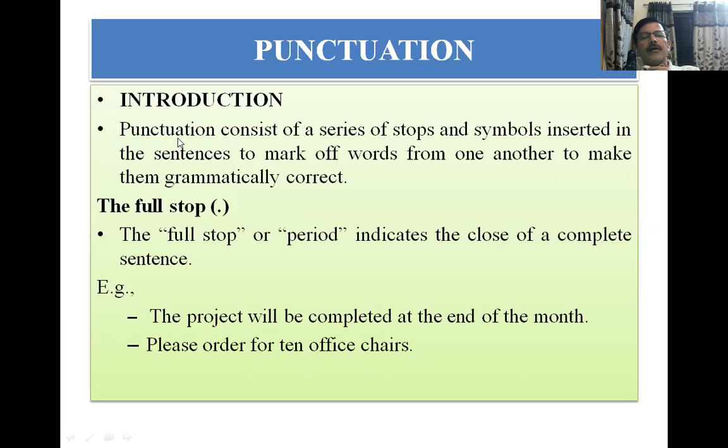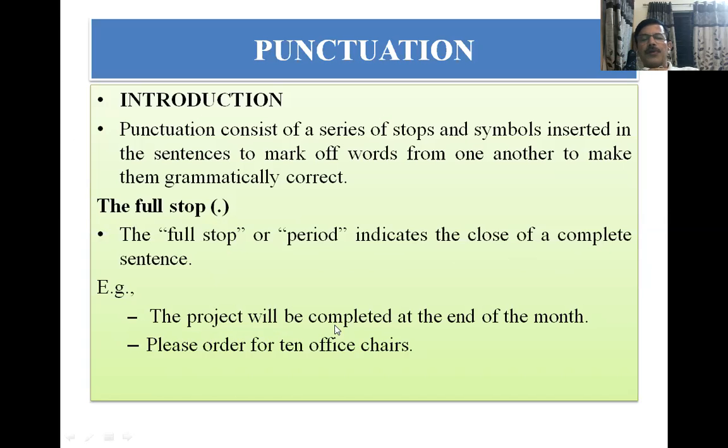The meaning or the preamble: punctuation consists of a series of stops and symbols inserted in sentences to mark off the words from one another to make them grammatically correct. So punctuation is a must. To stop after two words, before a word, or after the full point, colon, semicolon, all those things are called punctuation. We start with the first one, the full stop. You know the symbol, the dot. The full stop or period indicates the close of a complete sentence. Always at the end of a sentence, you can find a full stop in the form of a point.